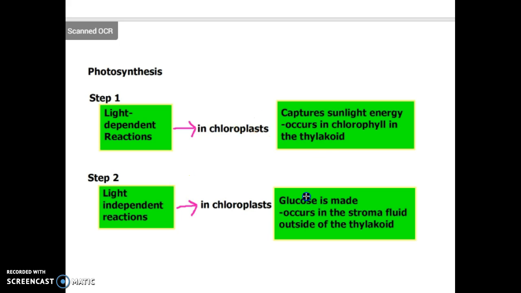So this is actually where the glucose is made. So the chloroplasts store that energy from the sunlight in some kind of temporary molecules, which we'll talk about a little bit more. And then in the light-independent reactions is actually where that glucose is made. So we can take that process of photosynthesis and really break it down into 2 steps.